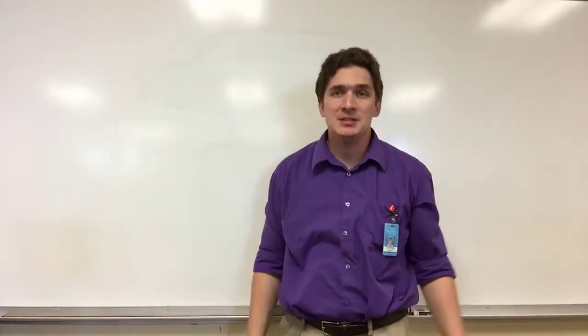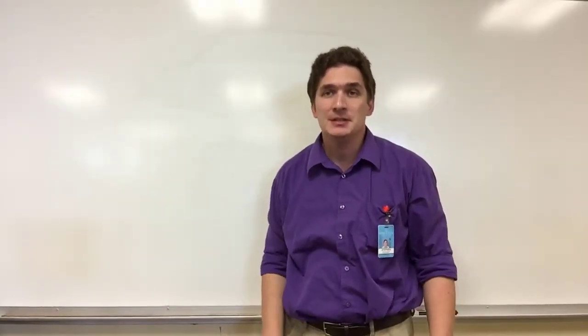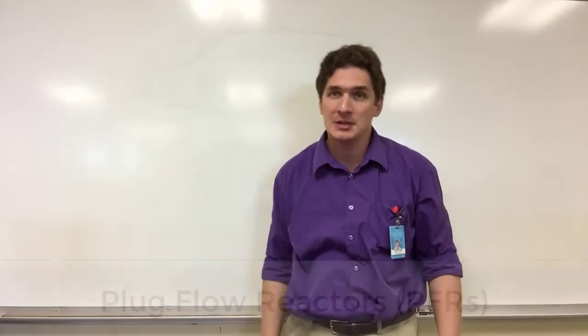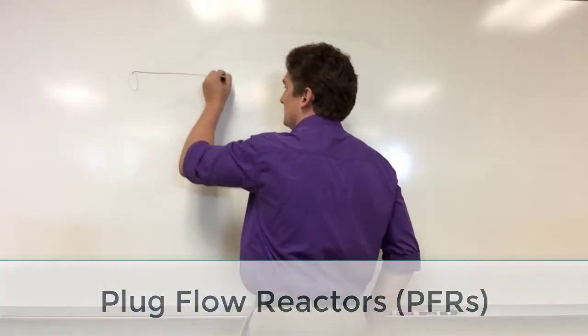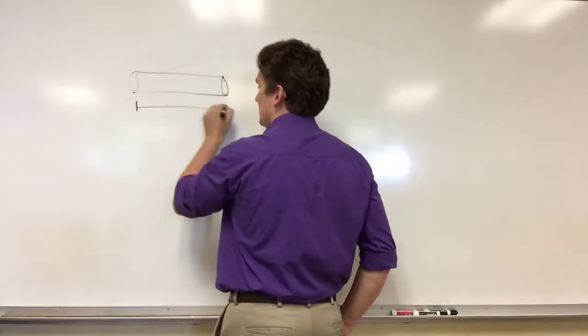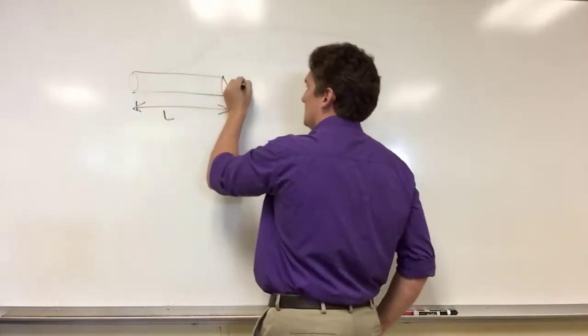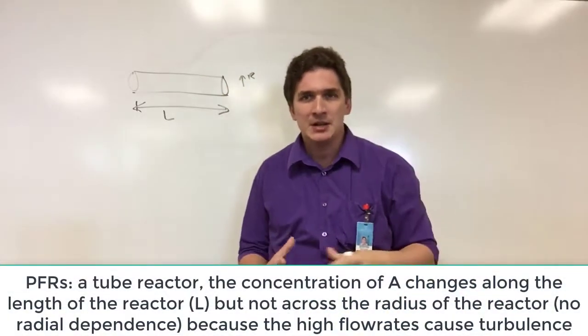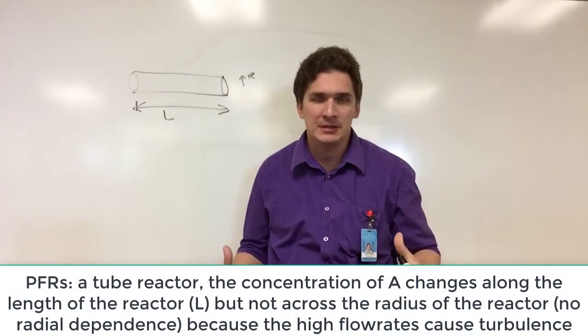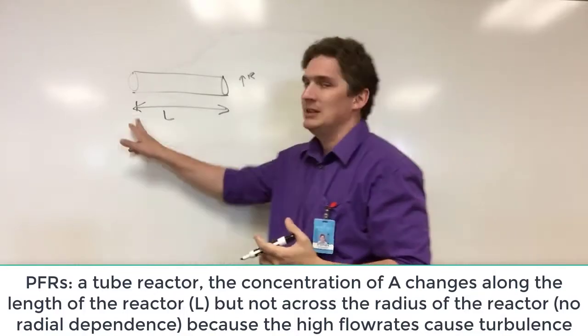So another application of rate laws is looking at what are called plug flow reactors. Now, a plug flow reactor is typically a tube with some length L, some radius R. And what we see is that unlike the continuous stirred tank reactor, where the concentration is the same throughout the reactor, it's actually going to change as a function of length along the reactor.